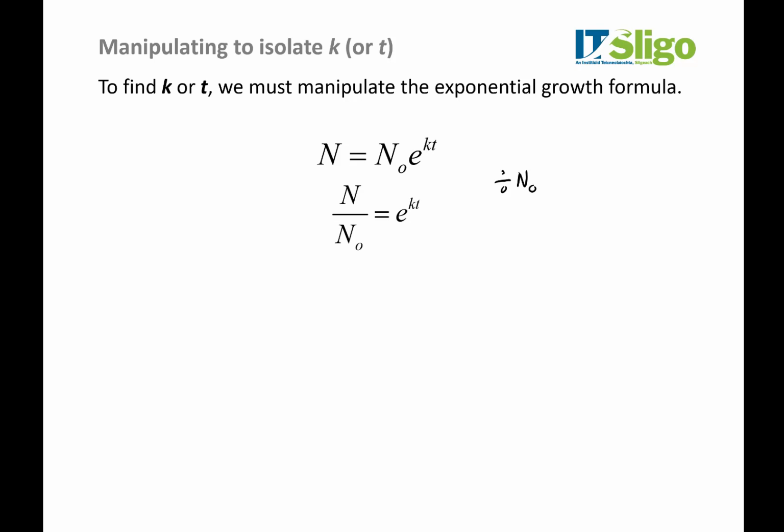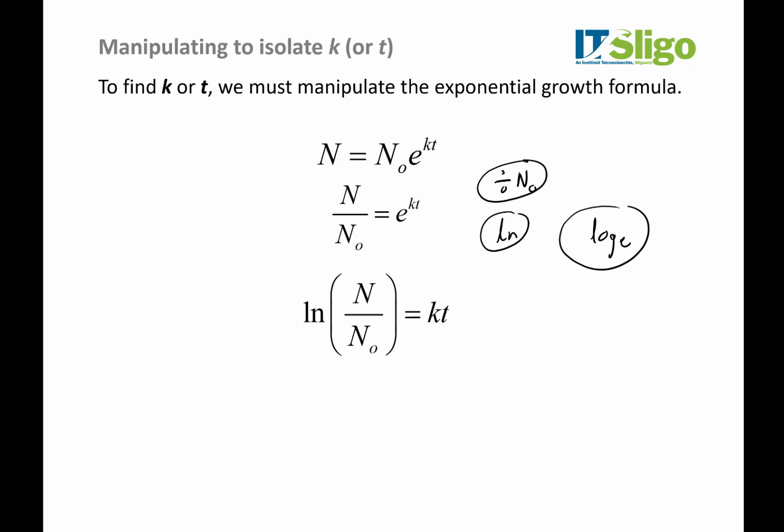Now we want to kill the e on the right hand side, so we take the natural log of both sides. Remember the natural log, log to the base e. That's what kills any base of e. So we get the natural log of both sides. Now there's no base holding up the power, so the power just drops down. We have kt. Now we want to get k on its own. So first of all, if we want to get k on its own, we divide both sides by t.